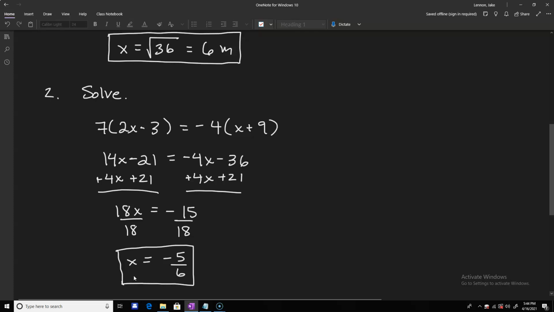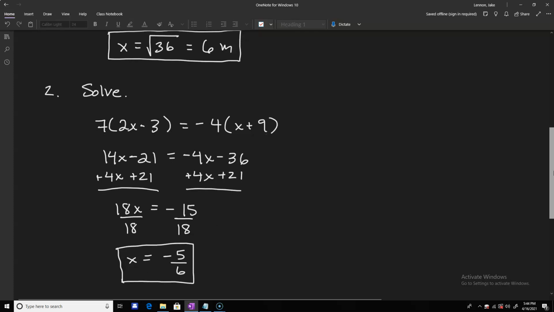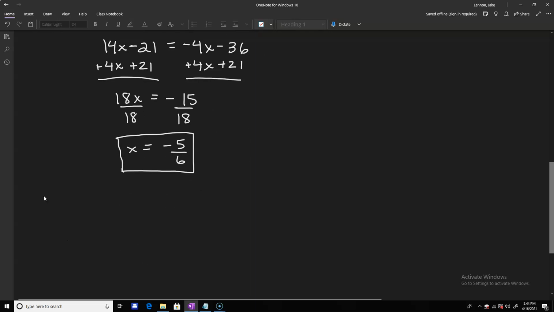All right. Moving onward, let's go ahead and try one more of these. So number 3, let's say we solve 12x minus 5 times x plus 1, and let's say this equals 7x minus 3.